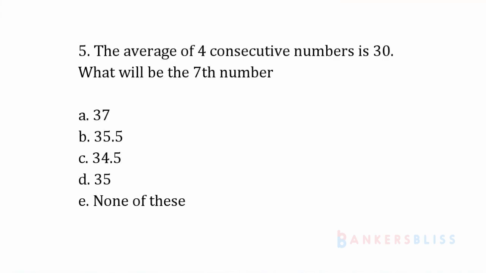Problem number 5. The average of 4 consecutive numbers is 30. What will be the 7th number? So you have to calculate the 7th number.